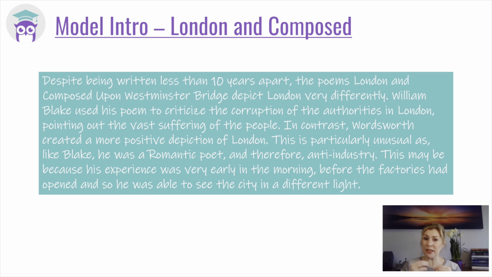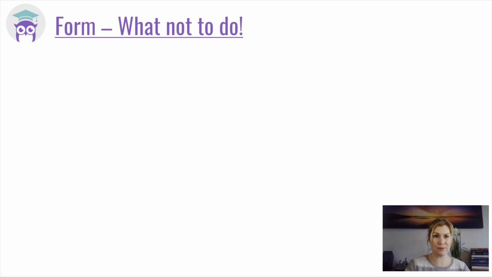Okay, so I've just given like a little brief flavour of what the poems are about and why they were written, and I've just hit some contextual factors about when they were written, what the poets were known for, and, with the Wordsworth in particular, talked about the fact that it is quite unusual because, as we know, Romantic poets didn't really like the Industrial Revolution, and there's Wordsworth waxing lyrical about the beauty of the city.